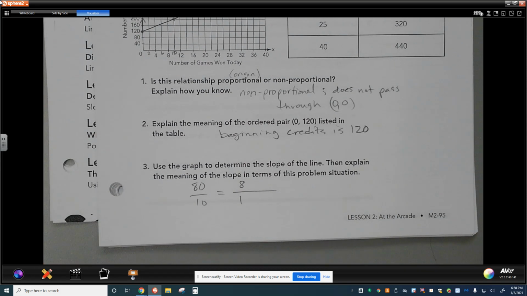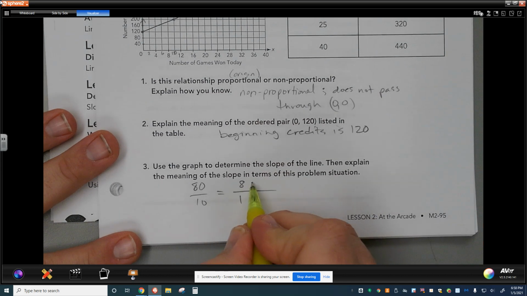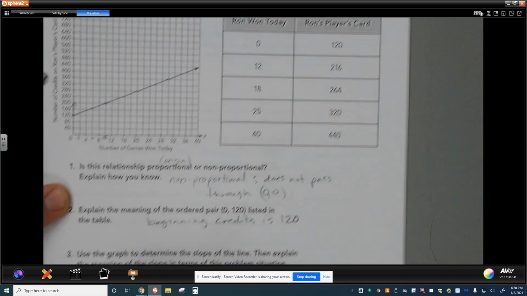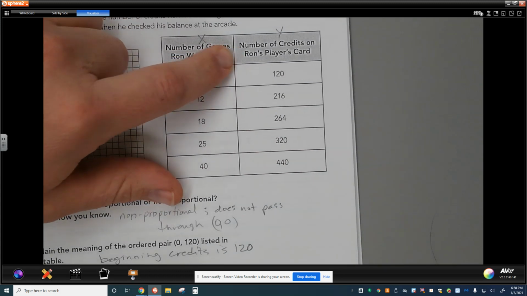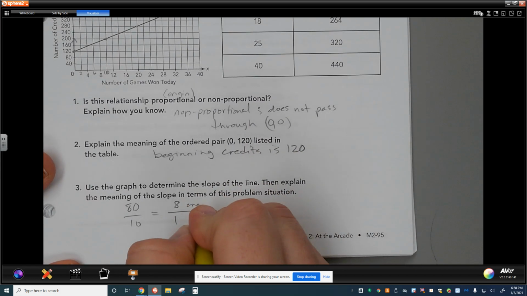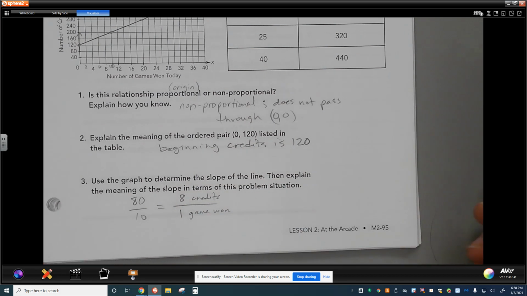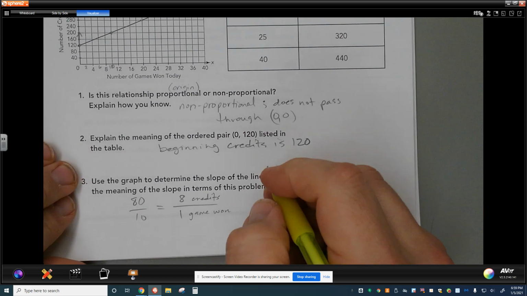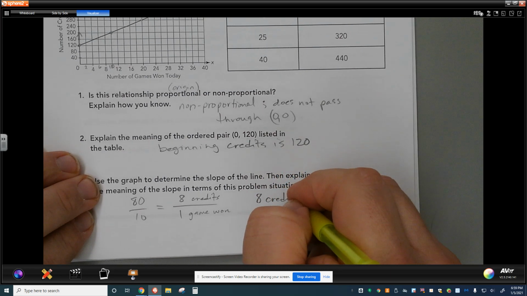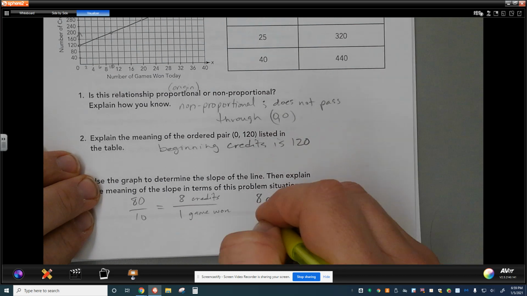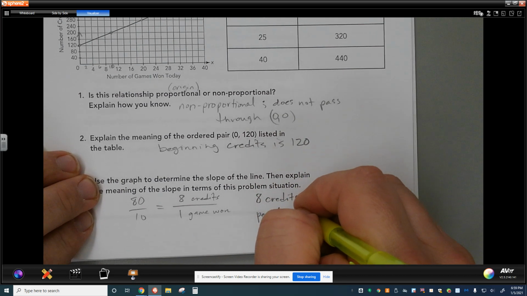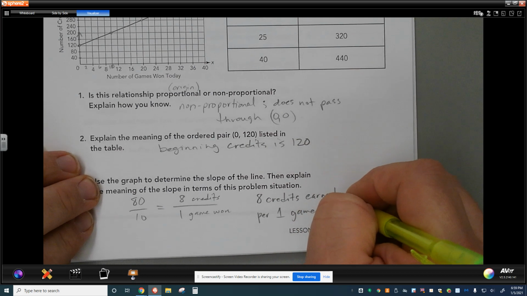So it means I need to tell the story. Well, if I'm telling that story, the top number is the change in y. We know that y represents the number of credits that are on the card. And then we have the change in x, which is the number of games won. If I look at this and I say 8 credits for every 1 game won, that means that he's earning 8 credits for every winning game. Pretty simple, right? So 8 credits earned per 1 game won. Awesome.